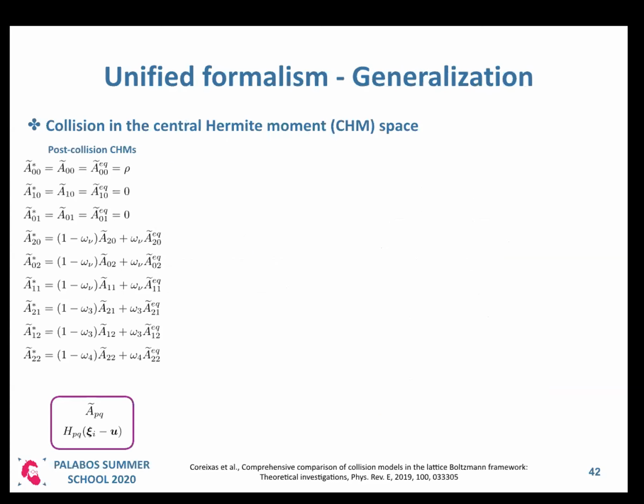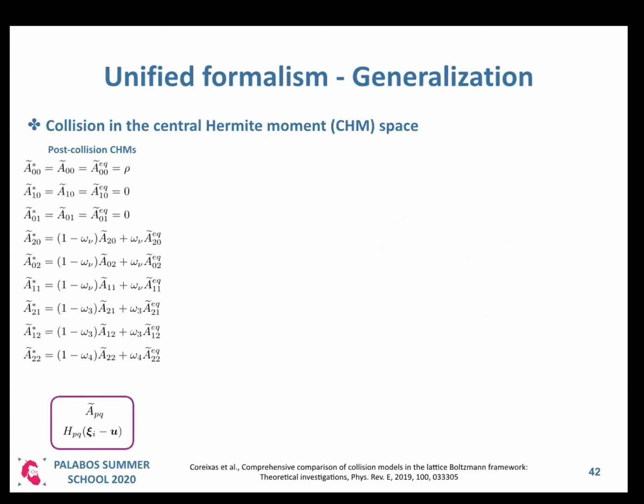So now that we know how to include all of this formalism in the raw moment space, how do we do if we want to compute the collision step in the central Hermite moment space? In fact, it's also quite simple. We use exactly the same formulas. So we compute post-collision central Hermite moments.